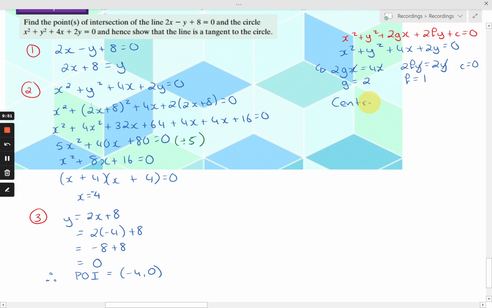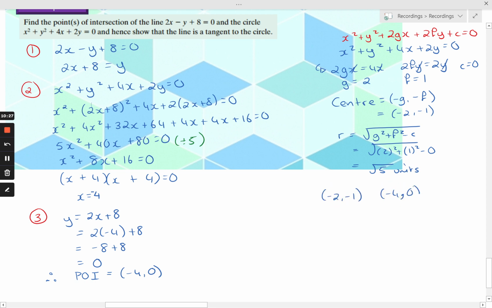Which means my center is minus g, minus f. Remember, page 19 in your log tables. My center is going to be minus 2, minus 1, and my radius is going to be the square root of g squared plus f squared minus c. So we get the square root of 2 squared plus 1 squared minus 0, which gives me the square root of 5 units. So now if I want to prove that it's a tangent, I'm going to find the distance between my center, which is minus 2, minus 1, and my point of intersection between the line and the circle, which is minus 4 and 0. And this should be equal to my radius if it is a tangent.